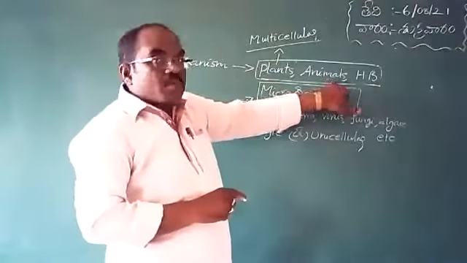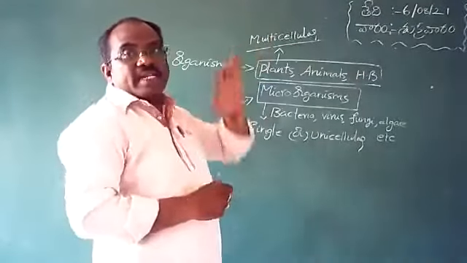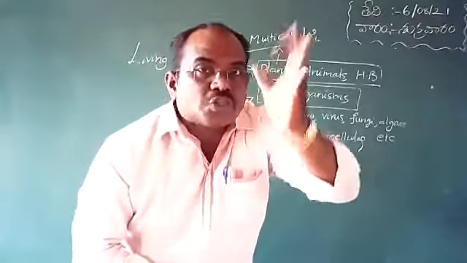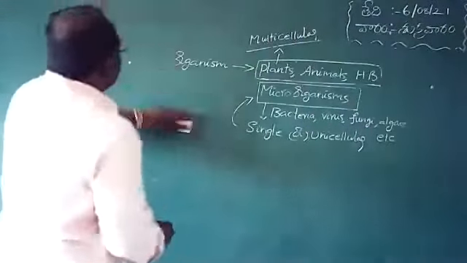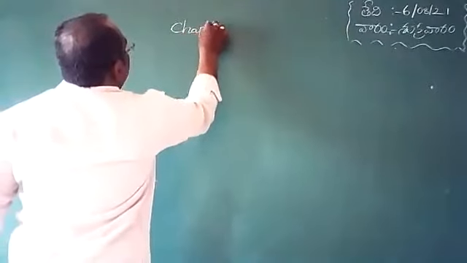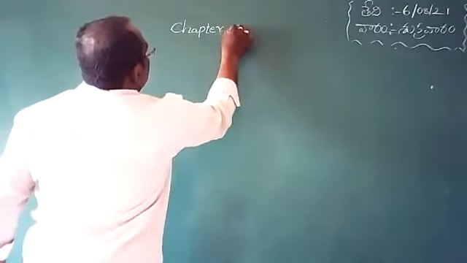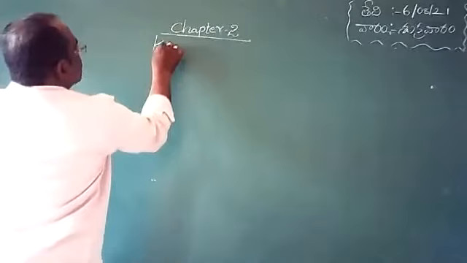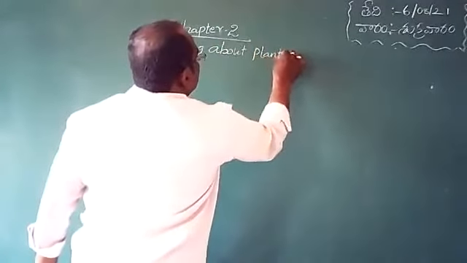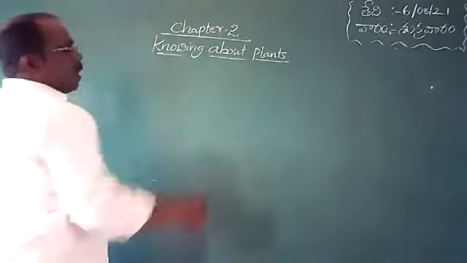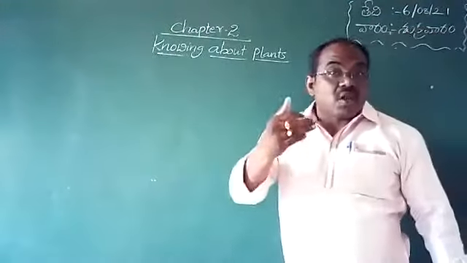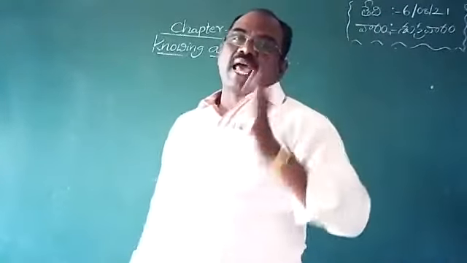Okay, plants, animals and human beings are multicellular organisms. Today, our chapter is Knowing About Plants, Chapter 2. Good evening all of you. Our chapter, Knowing About Plants. We know that a plant is a multicellular living organism.